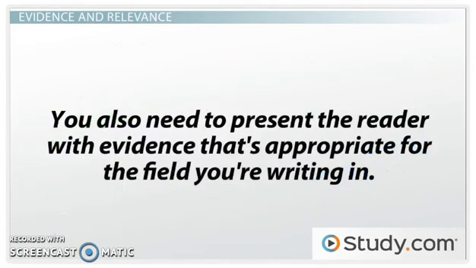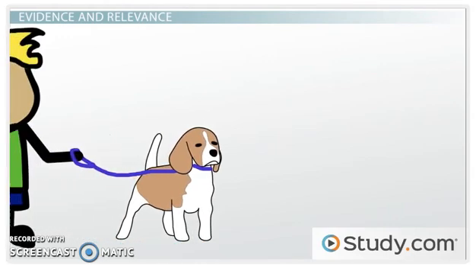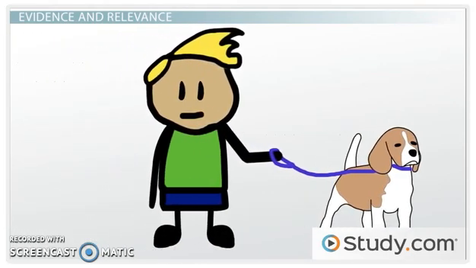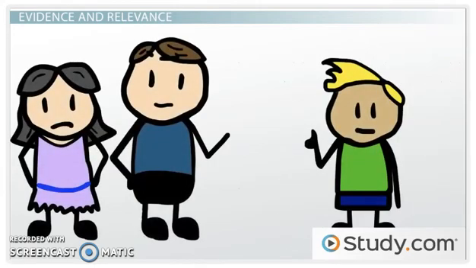You also need to present the reader with evidence that's appropriate for the field you're writing in. For example, in a scientific paper about teenage intellectual development, you wouldn't bring up a story about walking your dog as evidence, but in an argument with your parents about how responsible you are, it might be perfectly legitimate.